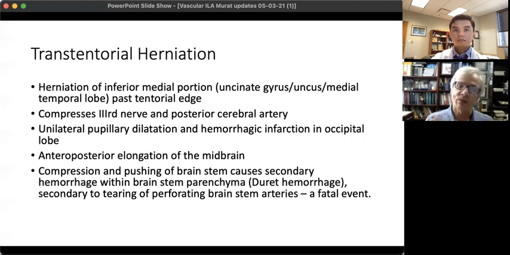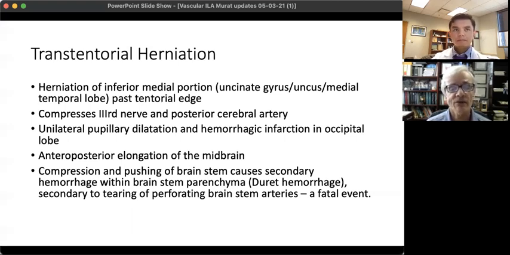Because the brainstem is squeezed in that limited space anyway, it tends to show that anteroposterior elongation, kind of a fusiform shape. And of course, when it is pushed to the other side from the herniation side, due to the herniating uncus, then all these penetrating small blood vessels will stretch and tear and result in multiple parenchymal hemorrhages, especially in the pons, called Duret hemorrhages.